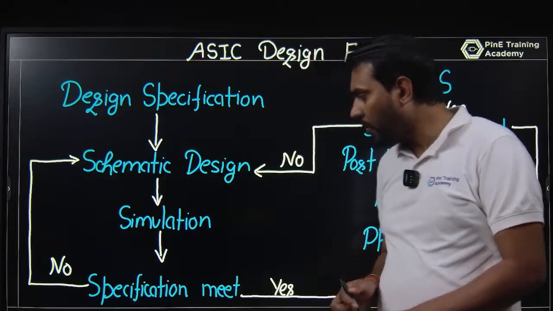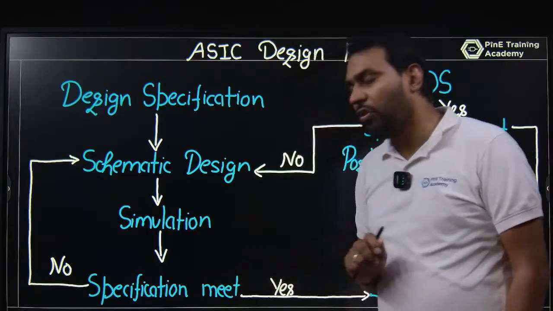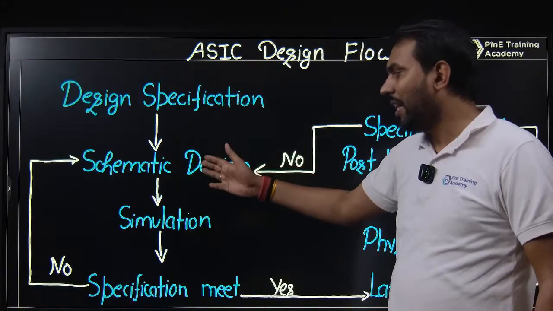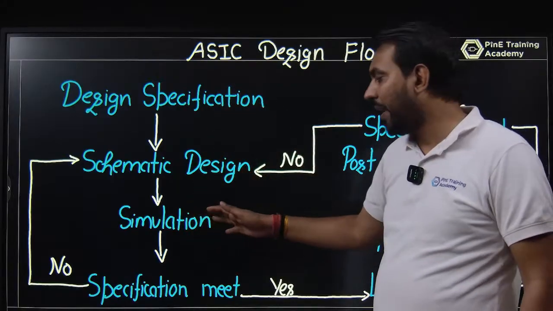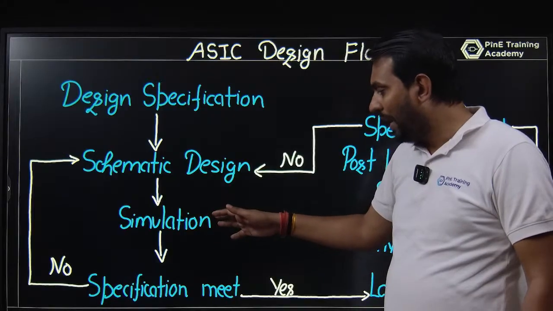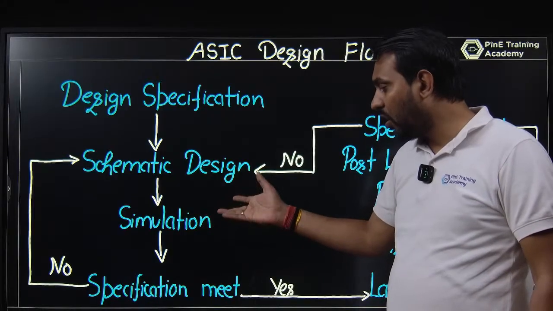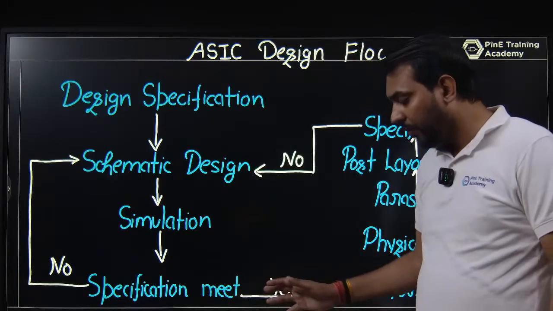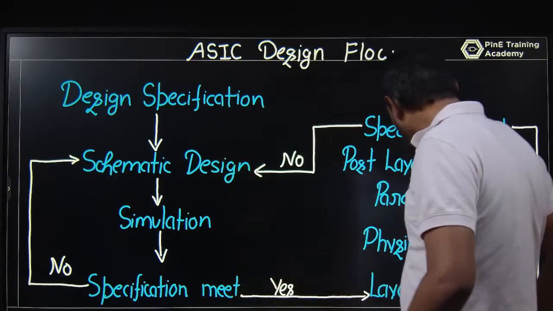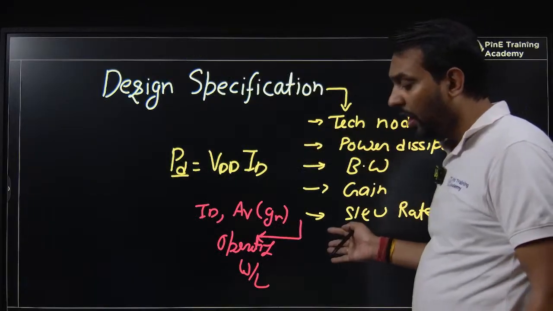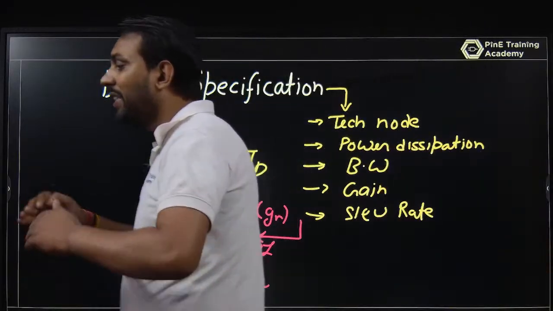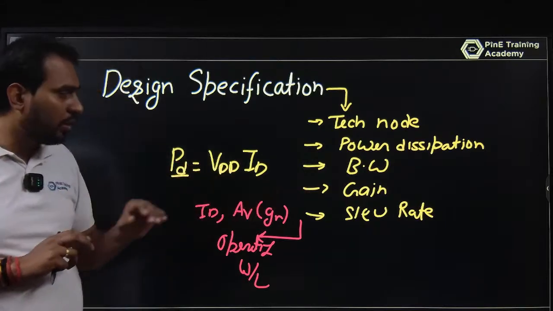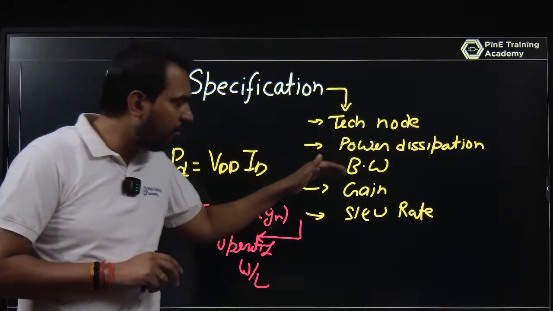After this simulation you go for specification meet. Let's say you are designing an op-amp: you design the schematic and simulate it on Cadence Spectre with the help of the Analog Design Environment Assembler or Explorer. After that you check the specification. As per the specification, after the simulation you will check whether it is correct or not. Means the gain is okay or not, the slew rate is okay or not, the bandwidth is okay or not.